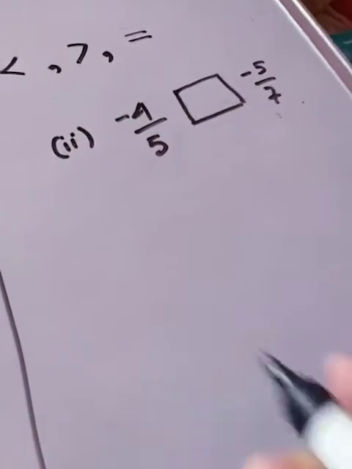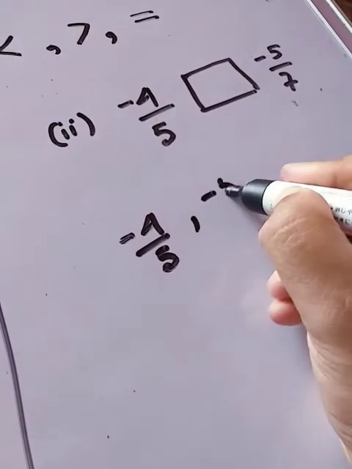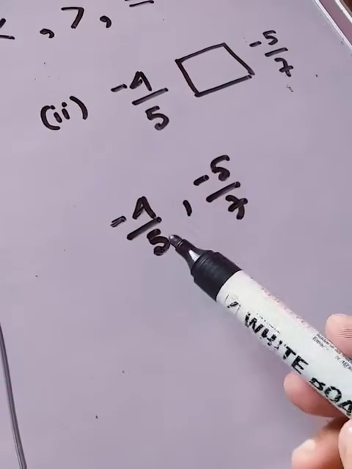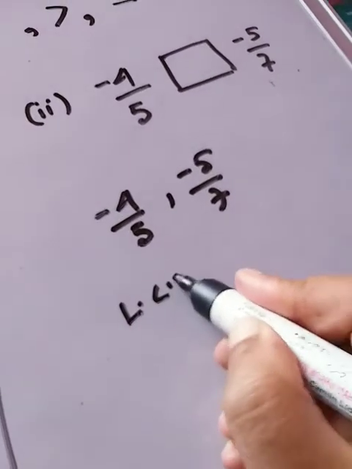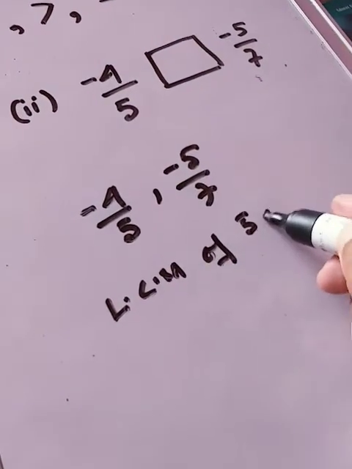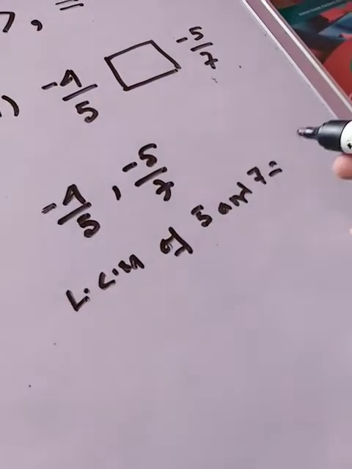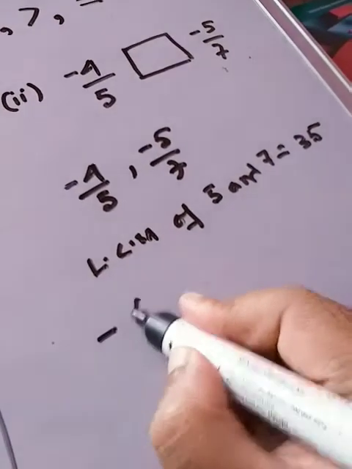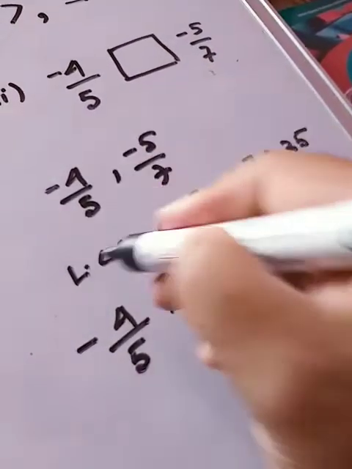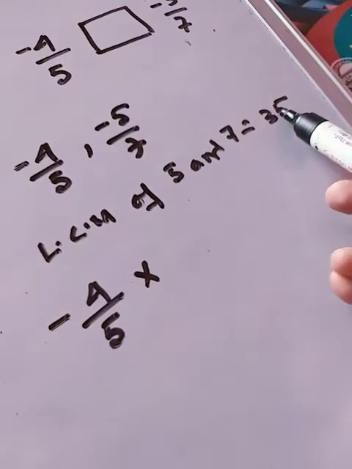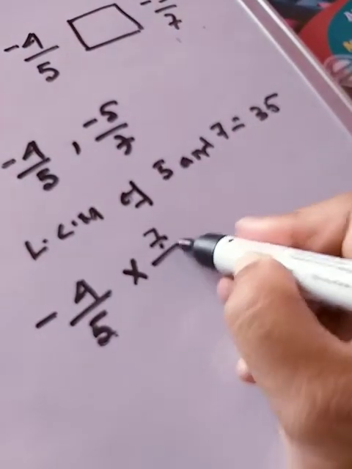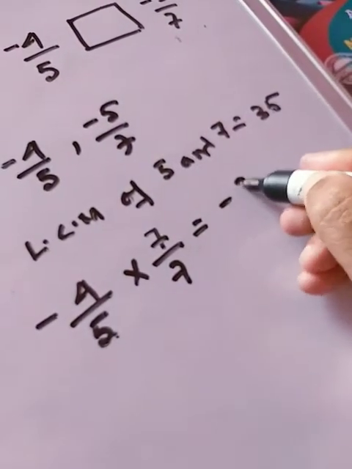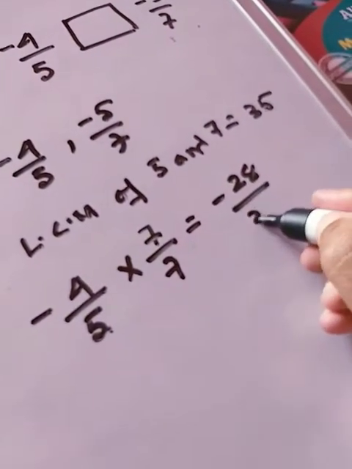So again we'll do the same thing, that is minus 4 by 5 and minus 5 by 7. Again we have to see whether the denominators are same or not. So in this case also the denominators are not same, so we have to go for the LCM. So LCM of 5 and 7, both are prime numbers, so it will be 35. Now we'll first write the first rational number and then we'll divide this LCM with the denominator, that is 35 divided by 5 is 7. So we'll multiply 7 with both the numerator and the denominator, that is minus 28 by 35.